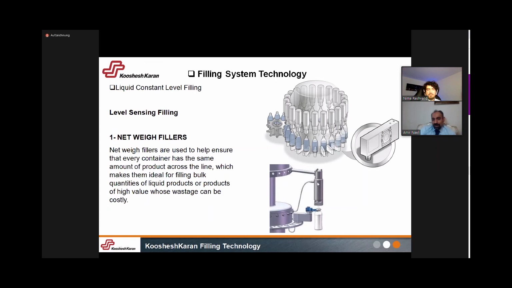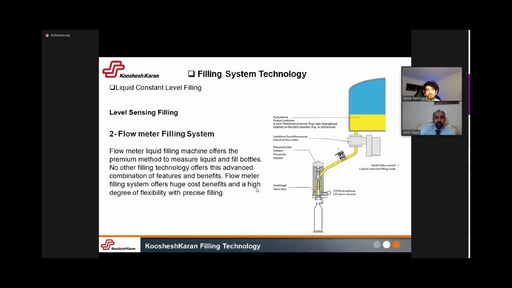And the second model is the flow meter filling system. A flowmeter liquid filling machine offers the premium method of measuring liquid and filling the bottles. No other filling technology offers this advanced combination of features and benefits. Flowmeter systems offer huge cost benefits and a high degree of flexibility with pricey fillings.